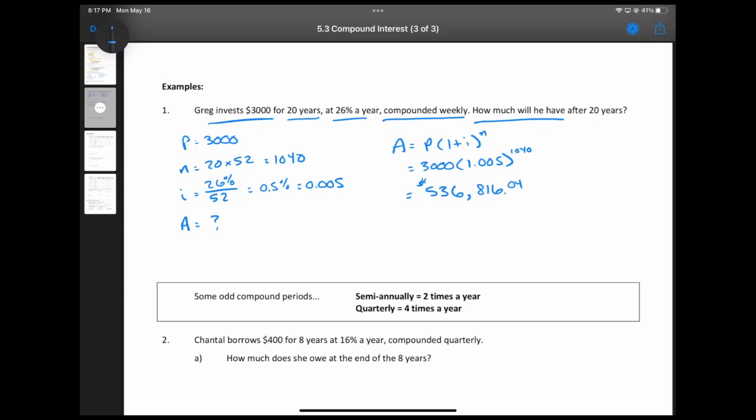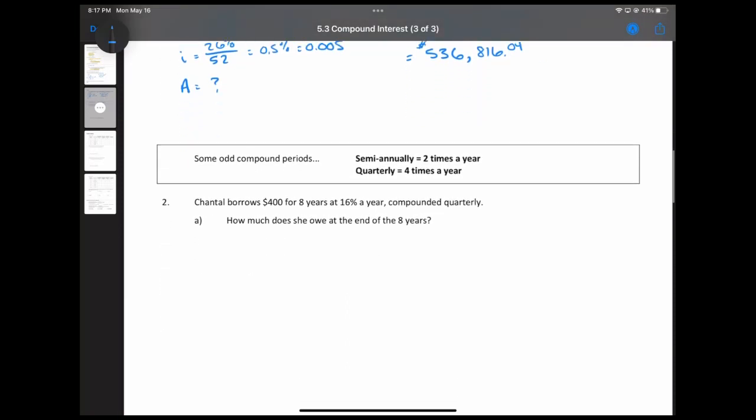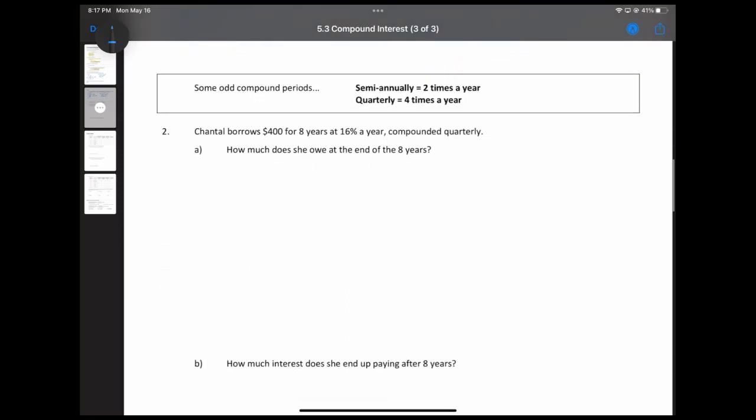Before we go to question 2, I'm going to point out that there are a couple of compound periods that are not obvious. Monthly is 12 times a year, weekly is 52 times a year, daily is 365 times a year. But we also have semi-annually and quarterly.